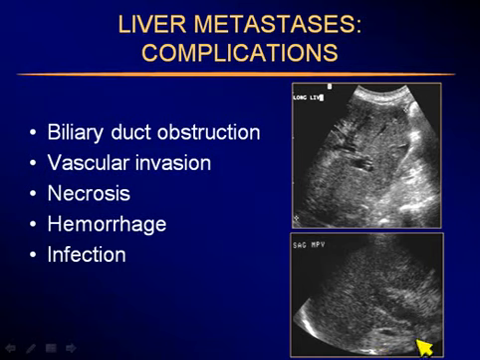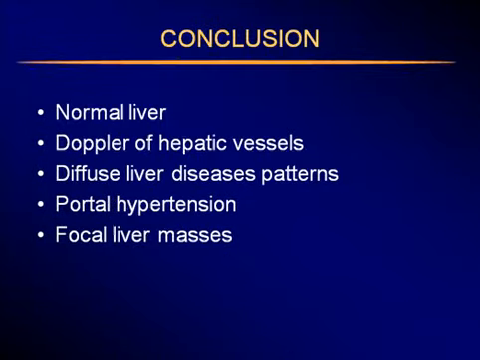This is a patient who has hepatocellular carcinoma in the left lobe, and the tumor has grown into the main portal vein, a tumor thrombus. You should look for necrosis, maybe hemorrhage or some kind of superinfection. These are all possible complications of liver metastases.